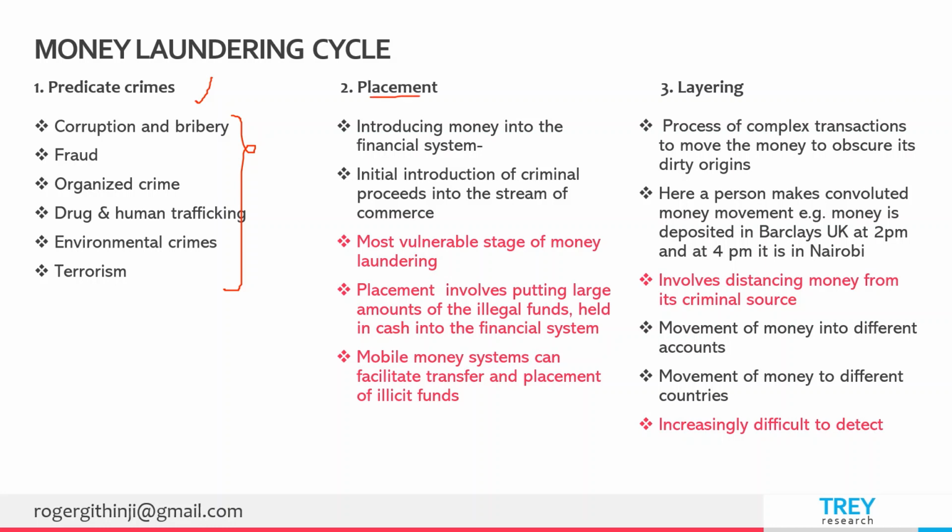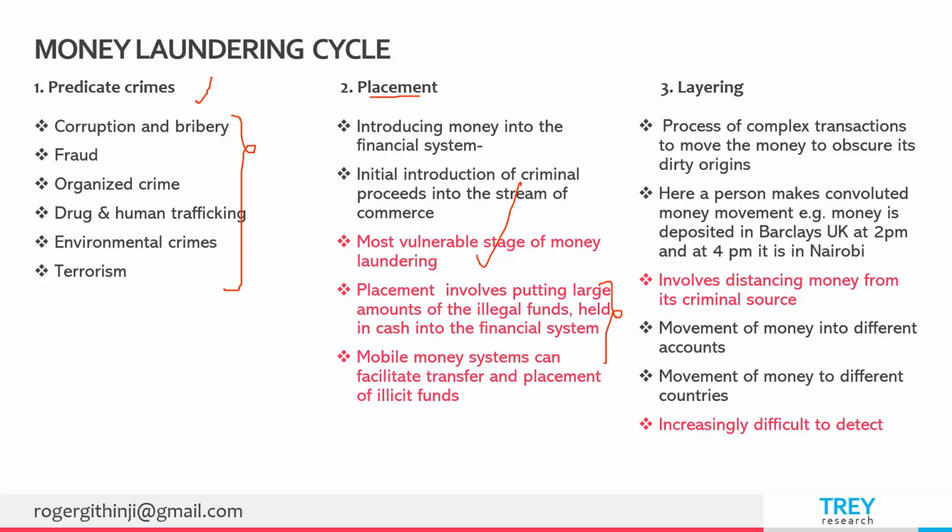Now the next step is placement. How do you put this 100 million that you've gotten out of corruption into the banking system? Under placement, you introduce this money into the system. Remember, this initial introduction of money into the banking system could cause an alarm. It is a very vulnerable stage of money laundering. You can easily be caught here because, if you've been earning 100,000 per month and suddenly you're depositing 400 million or 200 or even 100, of course, it is unusual. Your transactions are below 100k every single month. So under the placement stage, you can easily be detected by the bank and caught. Basically, placement involves putting large amounts of illegal funds held in cash into a financial system.